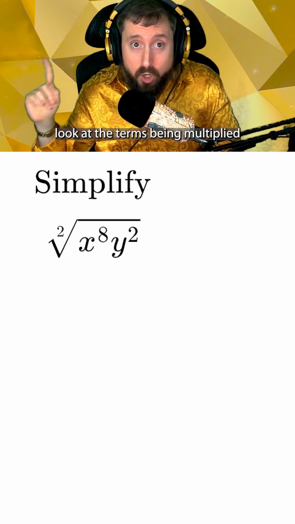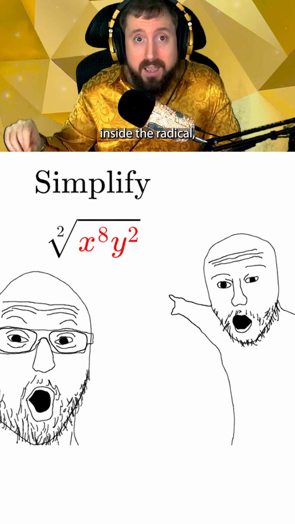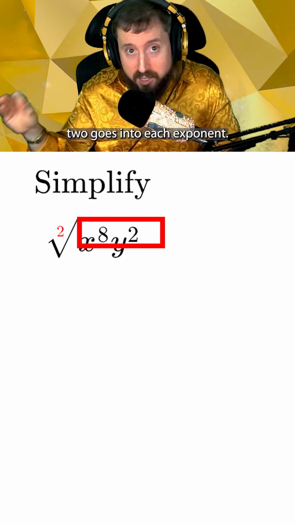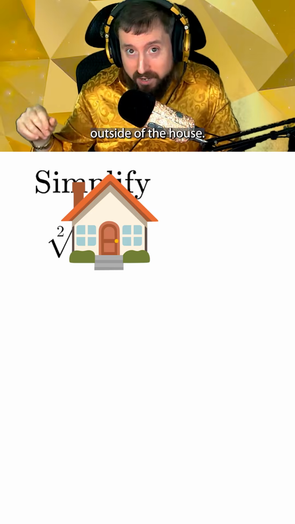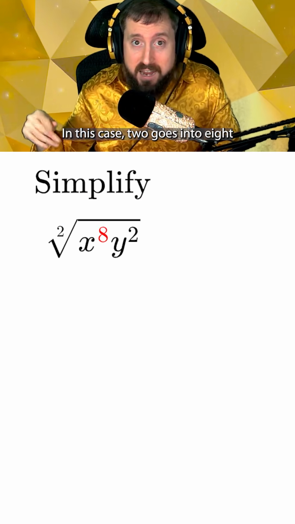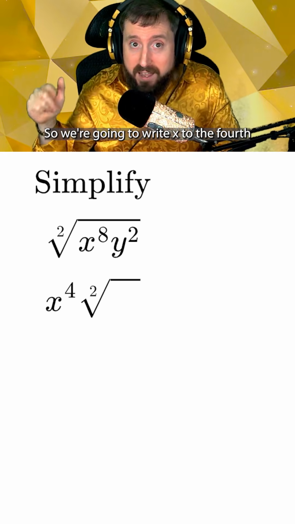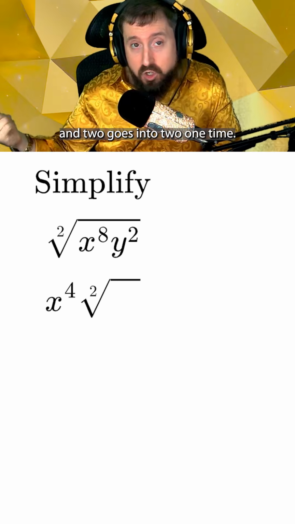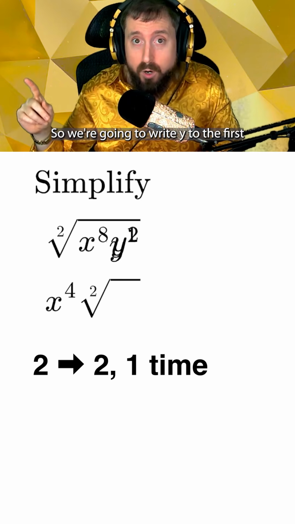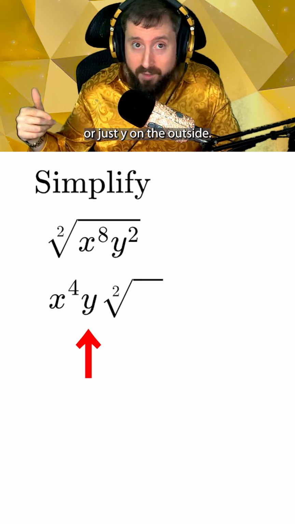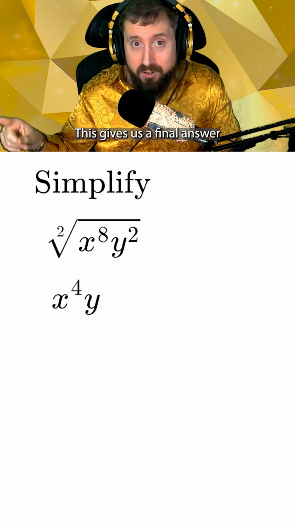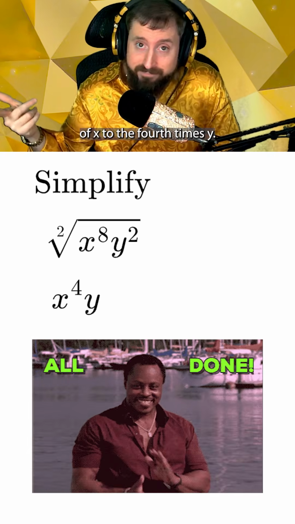Now what I do is look at the terms being multiplied inside the radical and see how many times 2 goes into each exponent to see what we can pull outside of the house. In this case, 2 goes into 8 4 times, so we're going to write x to the 4th on the outside. And 2 goes into 2 1 time, so we're going to write y to the 1st, or just y, on the outside. This gives us a final answer of x to the 4th times y, and you're done.